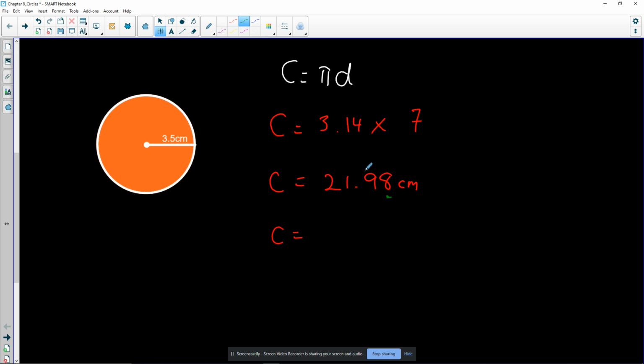Now in this case, if we were to round to the nearest tenth, well, this is our clue number. This is the one that's going to change or go up. Because this number is above 5, this clue number would go to 10, which actually changes this one. So to round to the nearest tenth would be 22 centimeters for this circle's circumference.